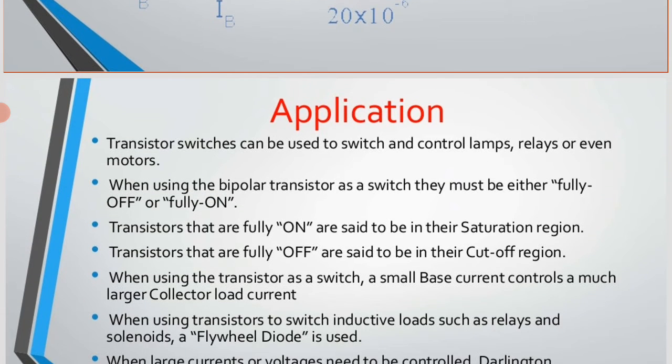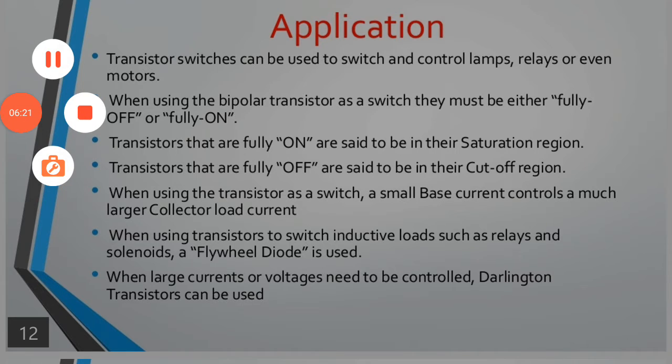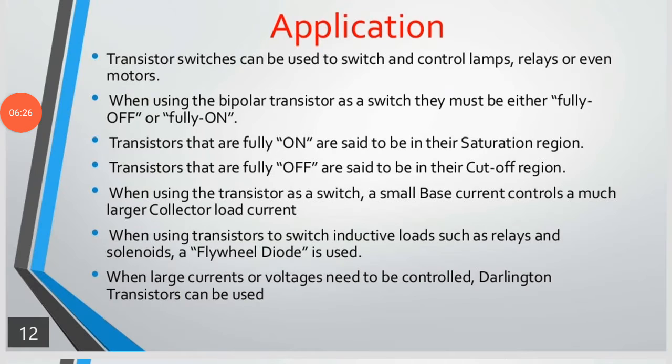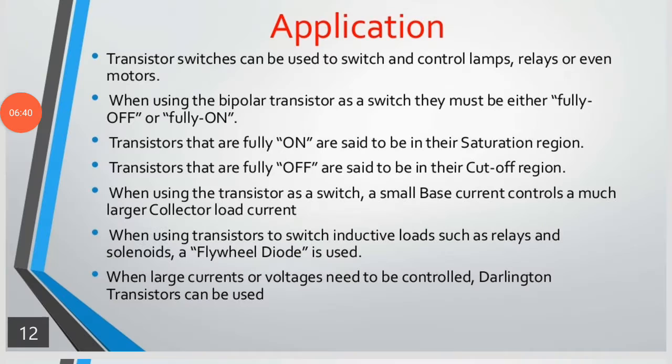The application of a transistor: transistor switches can be used to switch and control lamps, relays or even motors. When using a bipolar transistor as a switch, it must be either fully off or fully on. Transistors that are fully on are said to be in the saturation region. Transistors that are off are in the cutoff region. When using a transistor as a switch, a small base current controls a much larger collector load current. When using a transistor to switch inductive loads such as relays and solenoids, flywheel diodes are used. When a large current or voltage needs to be controlled, Darlington transistors can be used.